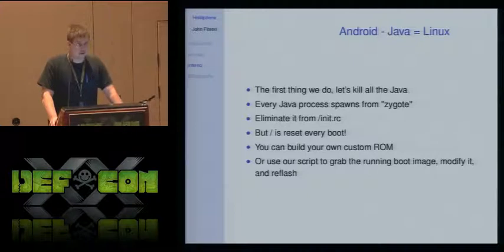The way to do that is you just take it out of init.rc. But then you realize the root filesystem is reset on every boot. They reload it from storage. The way to fix that is either to build your own custom ROM, which has init.rc the way you want, or you can do what we did, which is write a script which grabs the currently running ROM, modifies it, and then reflashes it. It's very quick, very convenient.